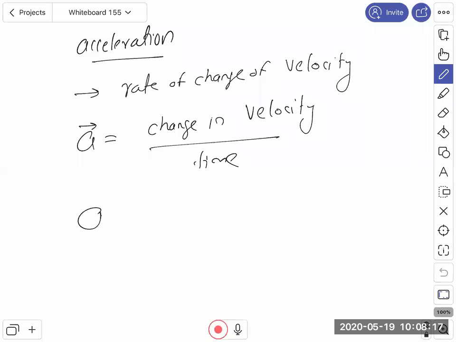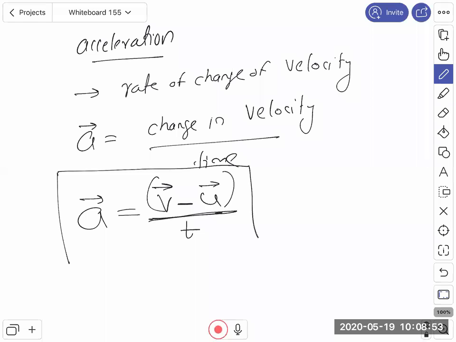Now change in velocity is final velocity minus initial velocity divided by time. And just remember that we should always go for final velocity vector minus initial velocity vector. You should go for the vector subtraction rule. We cannot just go for their magnitudes. It is not magnitude of final velocity minus magnitude of initial velocity by time. It is final velocity vector, represented by v vector, I think you know that, and initial velocity represented by u vector, divided by time. That will give the value of this acceleration vector. And acceleration is also a vector quantity.